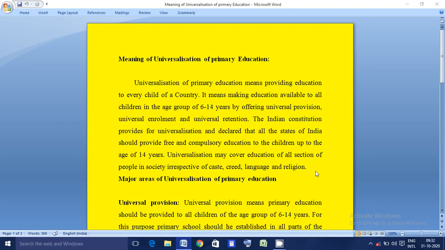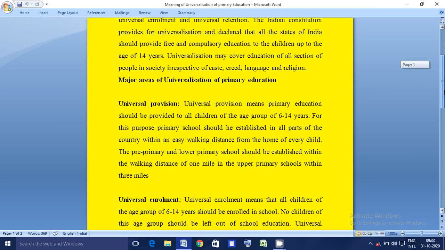Regarding universalization of primary education, we found three major areas: universal provision, universal retention, and universal enrollment. So how do we describe these? Universal provision means primary education should be provided to all children of the age group of 6 to 14 years. For this purpose, primary schools should be established in all parts of the country within an easy walking distance from the home of every child.